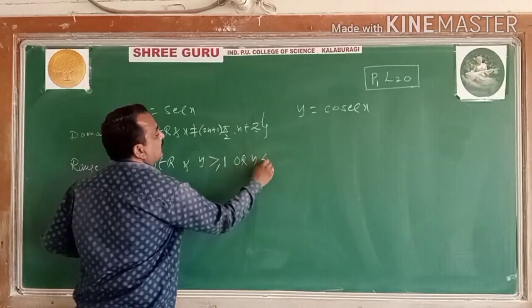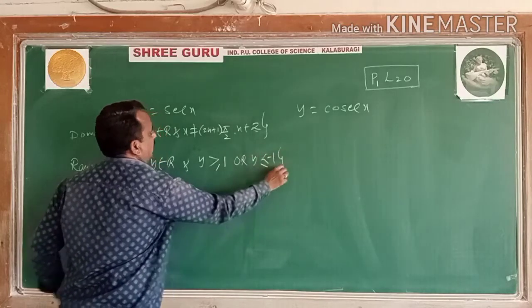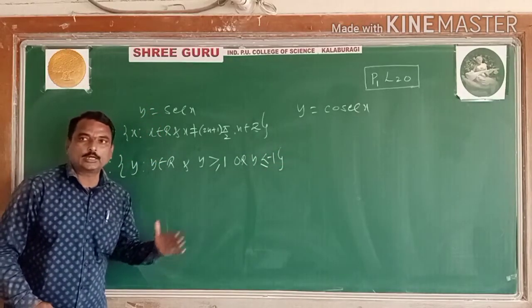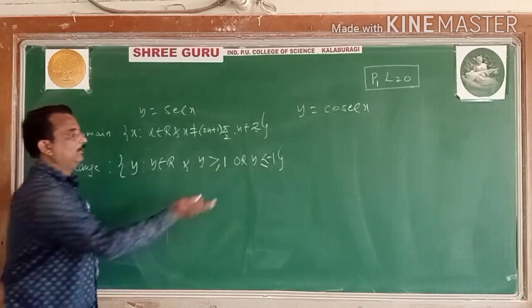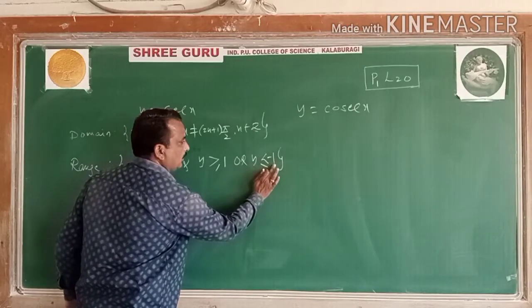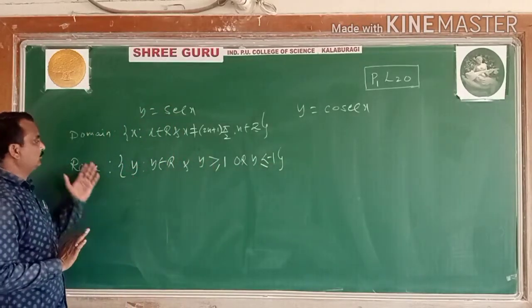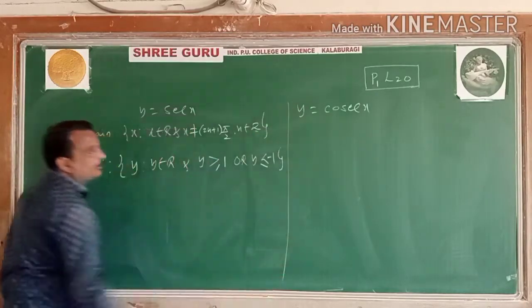Or y is less than or equal to minus 1. You have seen the graph above the origin and below the origin: not less than minus 1, equal to minus 1, and equal to 1 and greater than 1. So this is the range of secant x we have seen in the previous class.